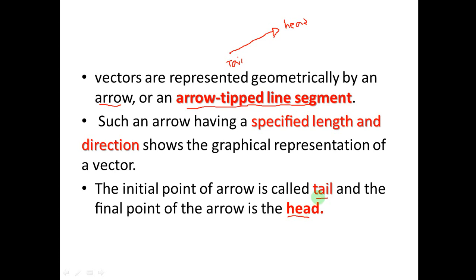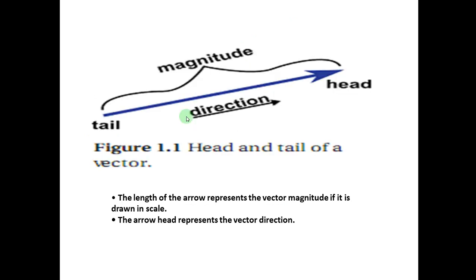The length from the tail to the head represents the magnitude of the vector. Let's see an example. Figure 1.1 shows the head and tail of a vector. Here is the tail, the initial point. Here is the head, the final point. The total length from the tail to the head is the magnitude, and the arrow represents the direction.